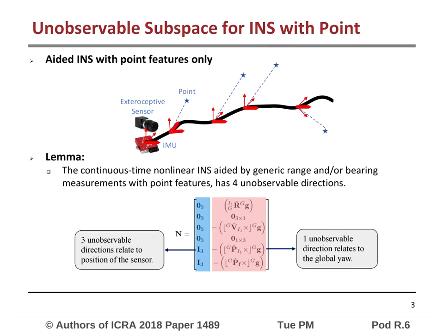We first start with aided INS with point features. The continuous time nonlinear INS, aided by generic range or bearing measurements with point features, have 4 unobservable directions. The 4 unobservable directions contain two parts. One direction leads to the global yaw. The other 3 directions lead to the position of the sensor.